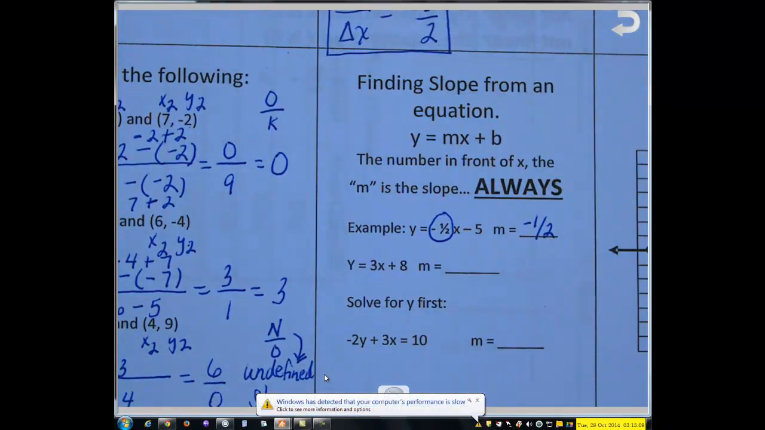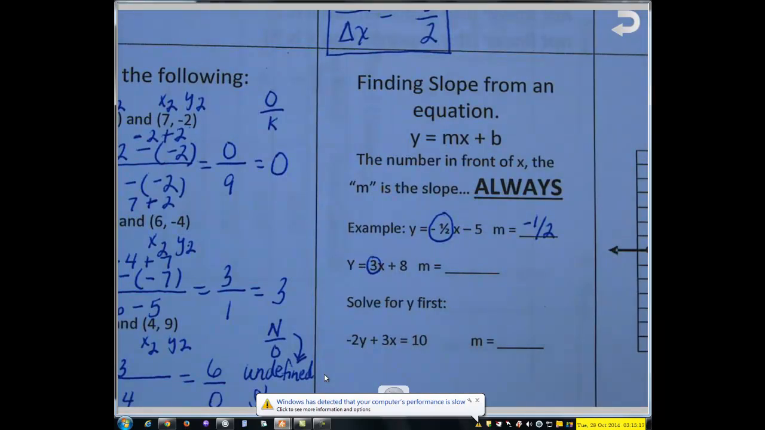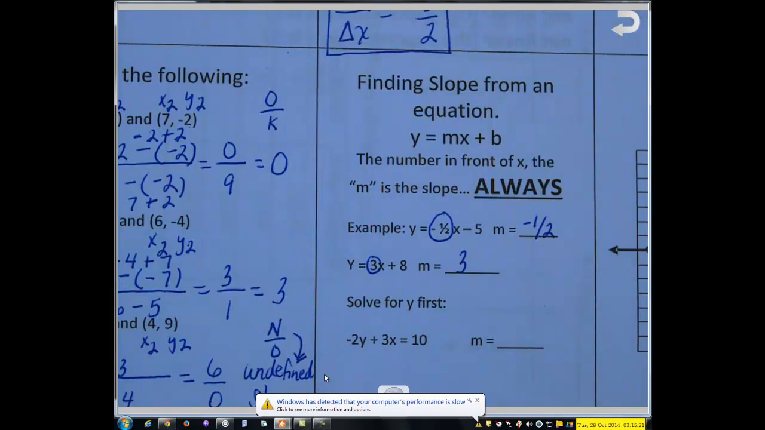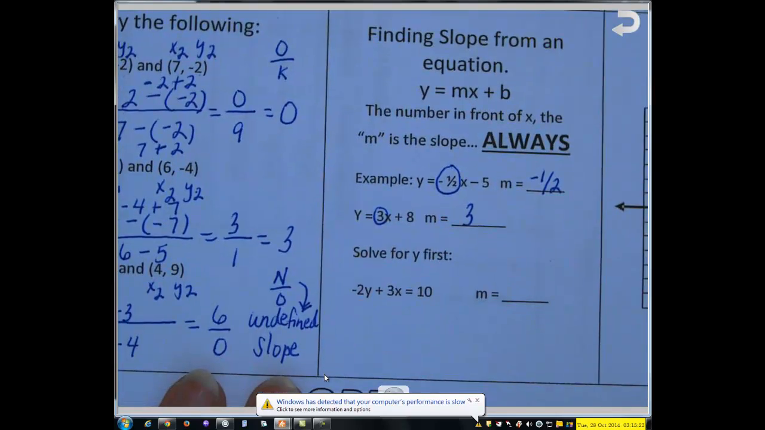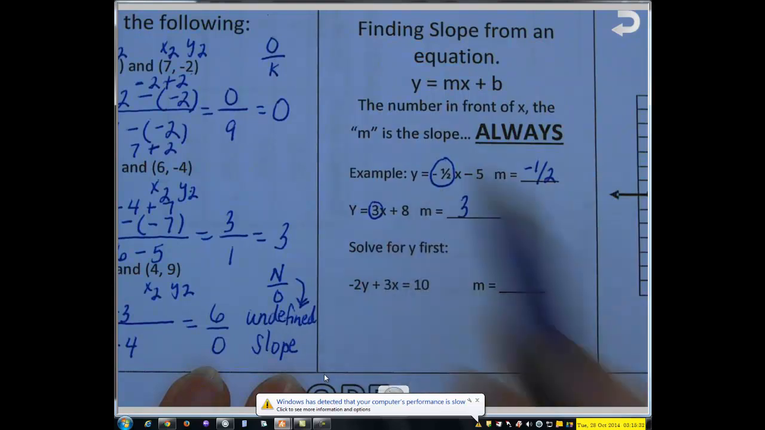Circle the number in front of the x in the next equation. You should have circled the 3. So since the 3 is in front of the x, our slope must be 3. Okay, look carefully at this third equation here. What difference do you see between this equation and these two equations?